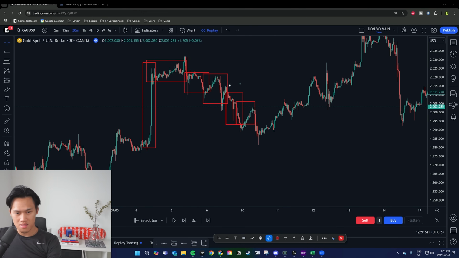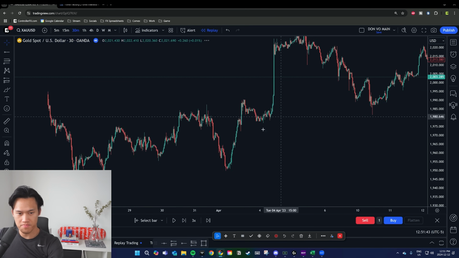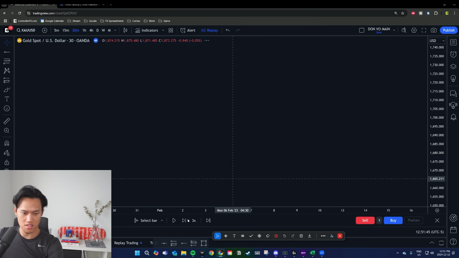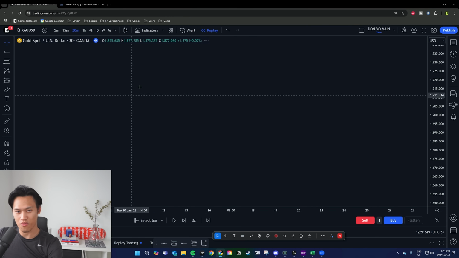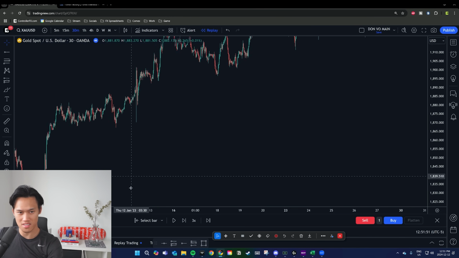So let me do one more example of volume, and then we'll go on to the next segment. I think the next segment is support and resistance. So we're gonna show you guys how to use volume with support and resistance.